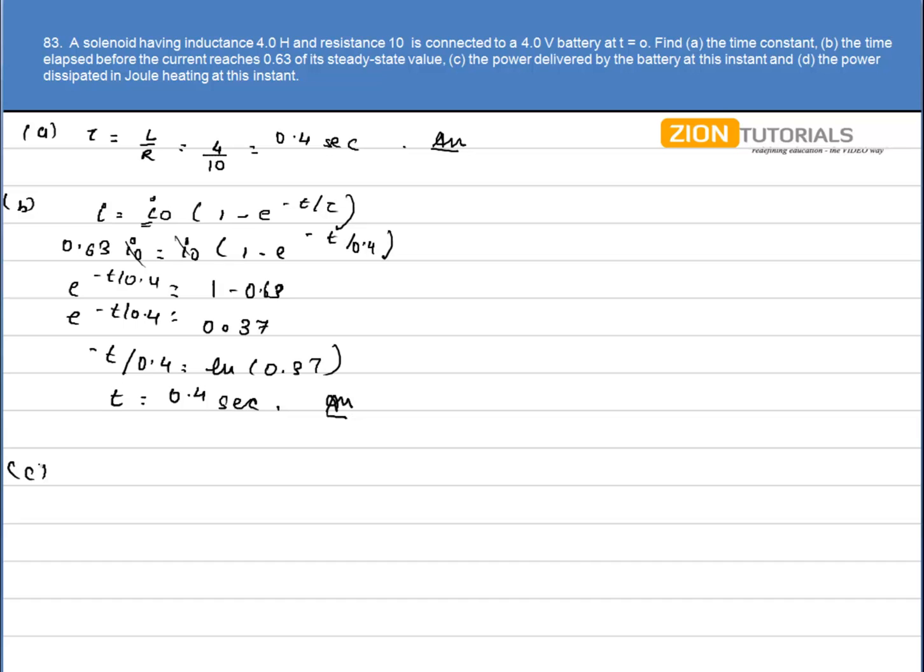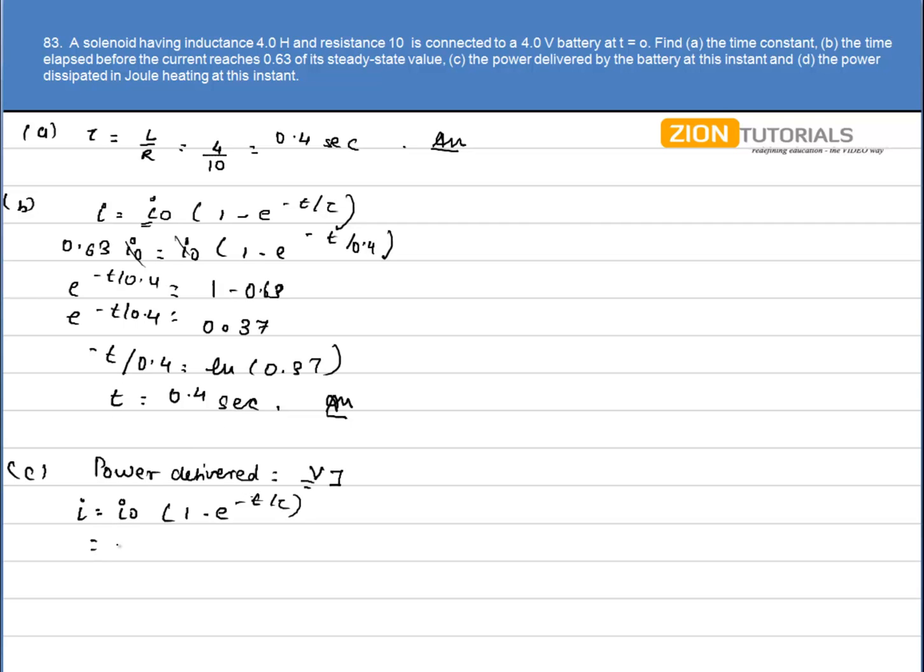In C part, I have to calculate the power delivered by the battery. We know power delivered by the battery is given by VI, where V is the voltage of the battery definitely, and I is the current flowing through the battery. So we have to calculate the current first, because at that very instant we don't know the current. So I is equal to I naught 1 minus e to the power minus t by tau.